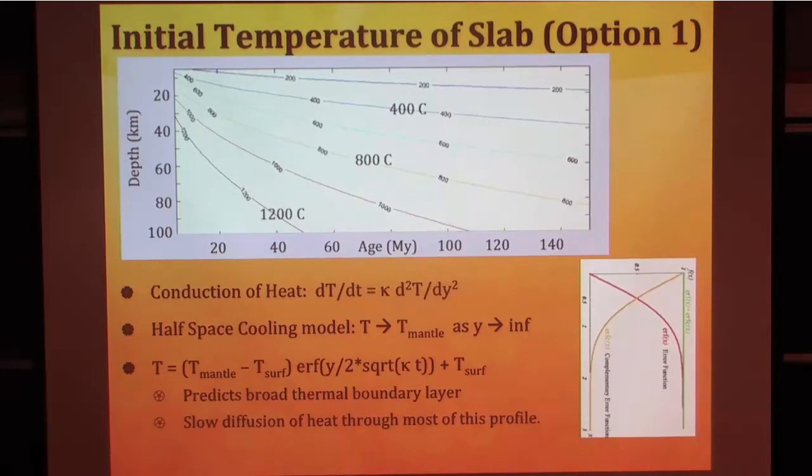Yeah? How does a nonlinear spreading rate affect this? How does a nonlinear spreading rate, if it weren't just constant?